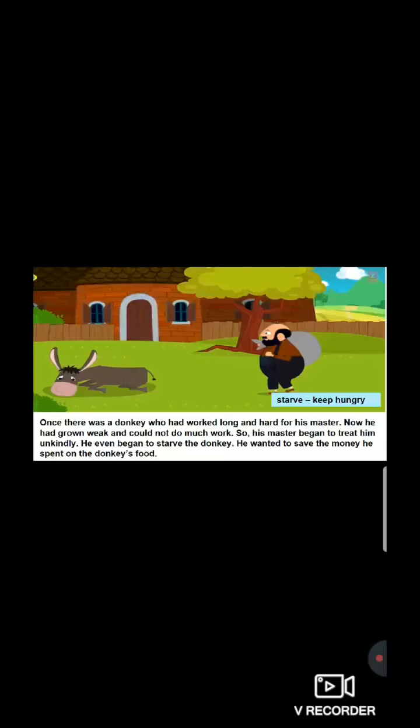So students, starve means keep hungry. Here the donkey's master is not giving any food to the donkey. Why? Because now the donkey has become old and is not doing much work. So for that reason his master is not giving him food. His master is thinking that the donkey is not doing any work, so why should I spend on food for this donkey? So his master is behaving unkindly to the donkey.